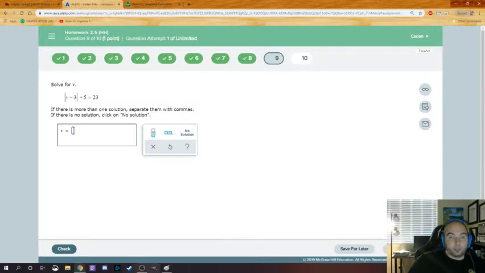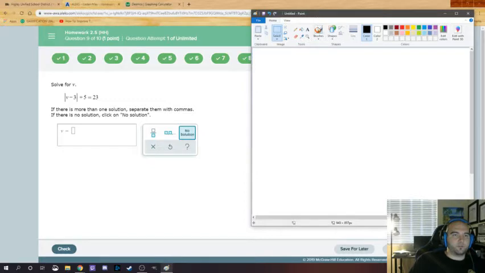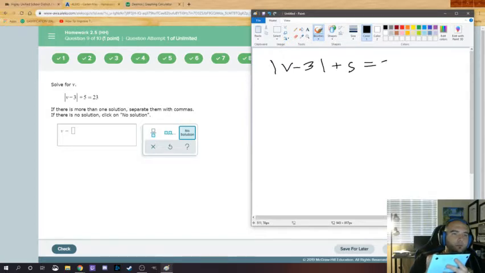Alright, another one just like this last one. As I said, you may need to do some movement of some numbers first. The last one I divided. This one I will not be dividing. We got v minus 3 plus 5 equals 23. Here I need to remove this 5, so I'm going to subtract 5 first. You get v minus 3 equals 18.